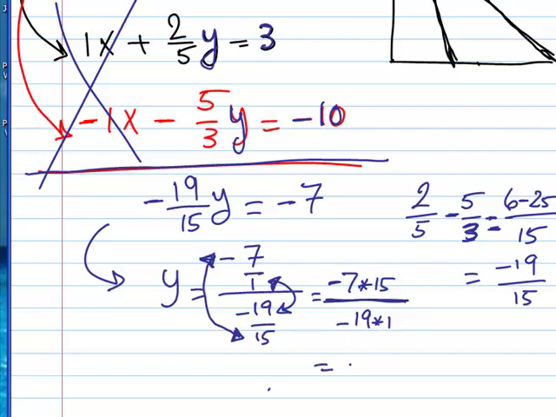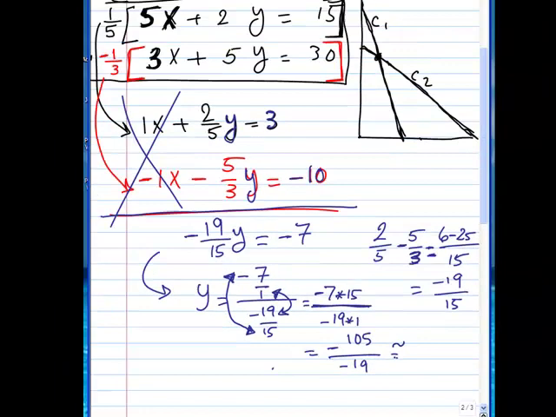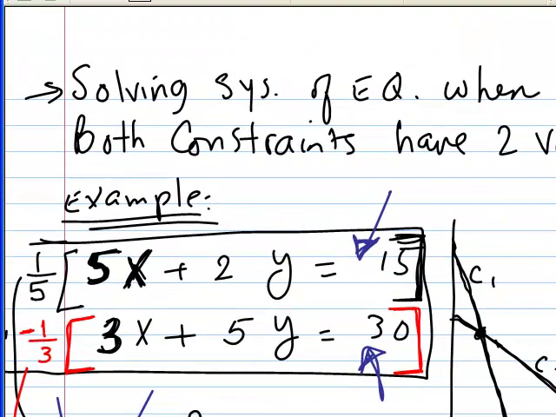So now we have negative 105 divided by -19. So of course, if you take 105 divided by 19, we get approximately 5.5. So our y, remember that we were solving for y. So y is equal to 5.5. Now you can take that 5.5 and plug it either in this constraint, or you can plug it in this constraint. It doesn't make a difference. So let's go ahead and just pick the first one.